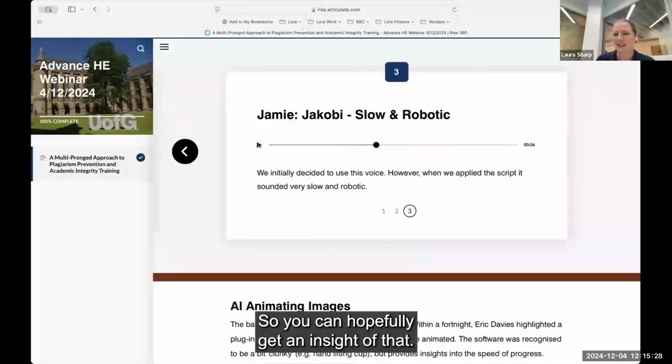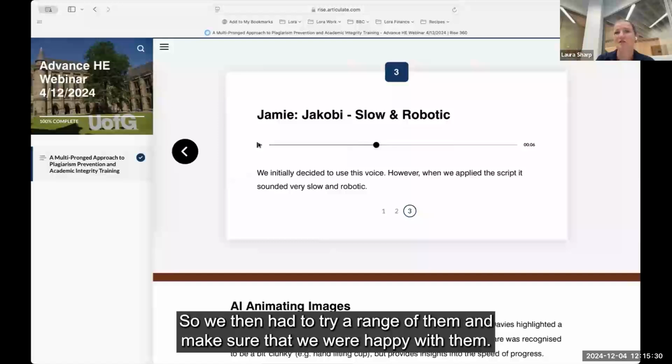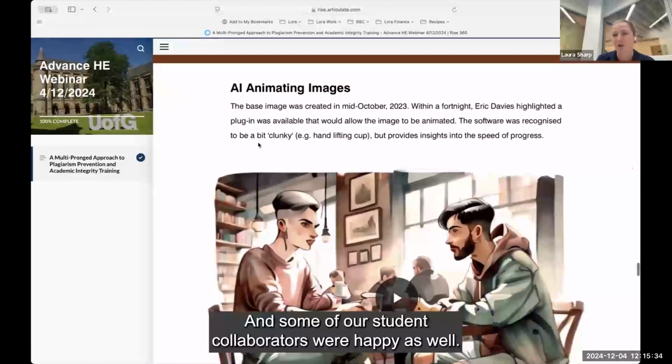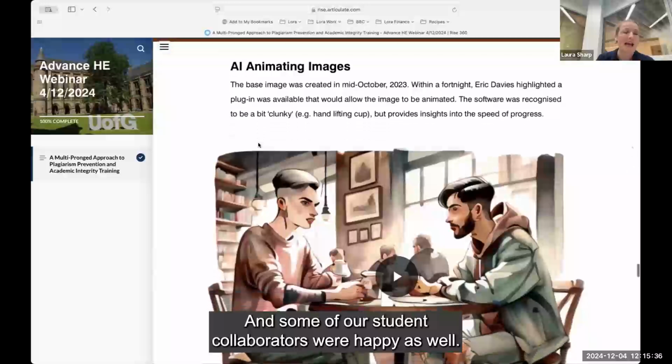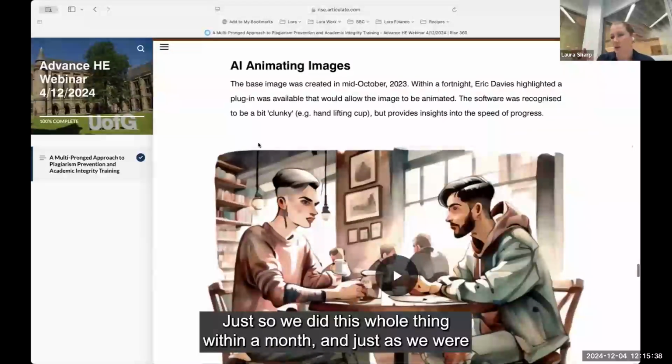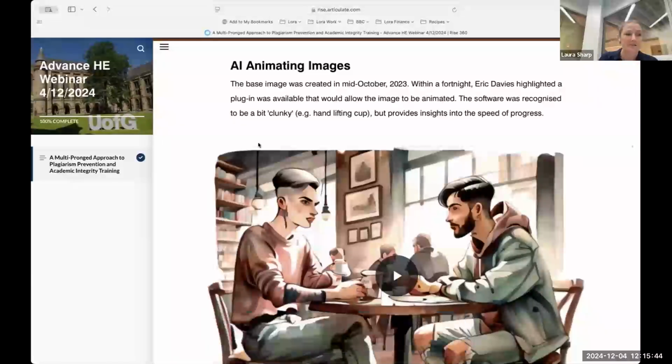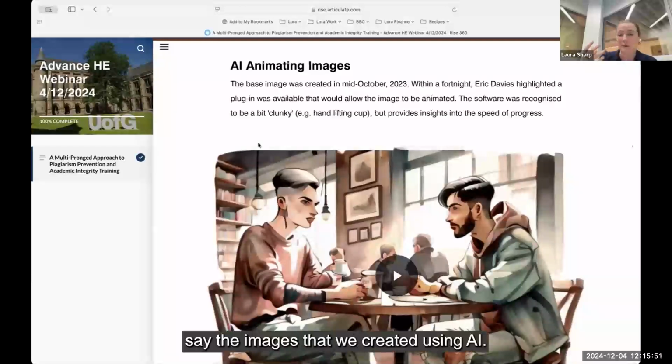Okay, so you can hopefully get an insight of that. So we then had to try a range of them and make sure that we were happy with them, and some of our student collaborators were happy as well. We did this whole thing within a month, and just as we were getting to the stage of being ready to publish, Eric highlighted that you can now animate the images that we created using AI.